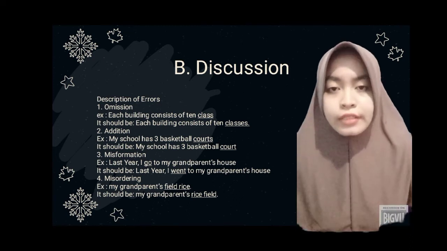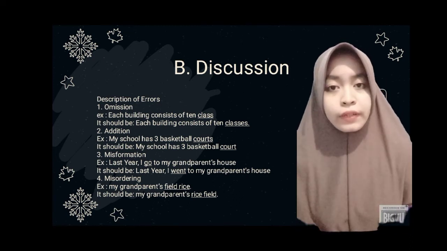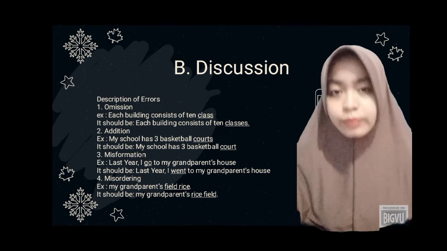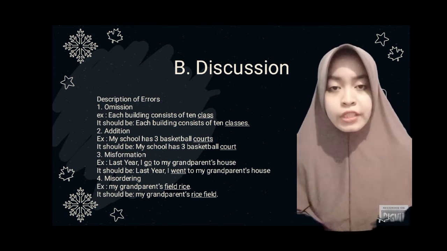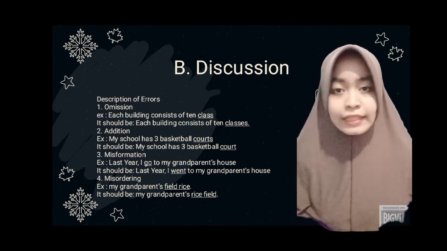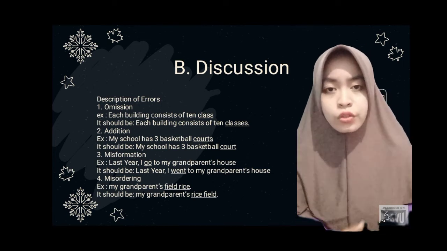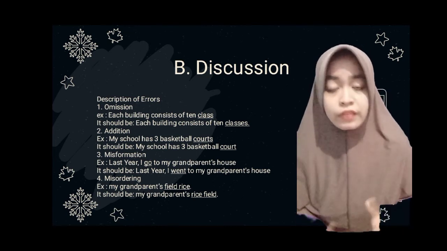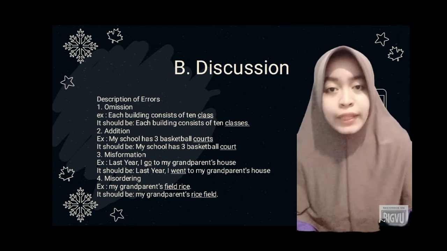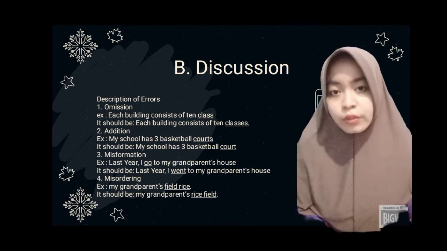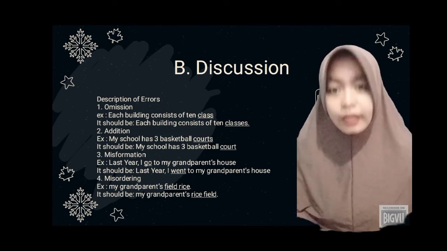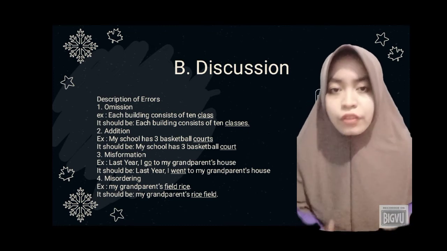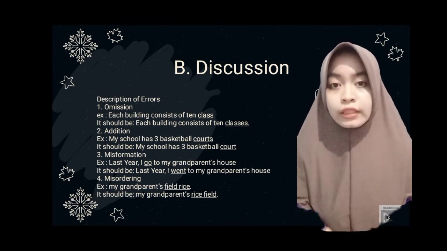And then the second one is addition. It is identified by a wrong item in one sentence. From the explanation, the researcher found 6 errors where something was present which should not be present in the students' writing test. For example, "my school has 3 basketball courts," with an S at the end. It should be "my school has 3 basketball court."